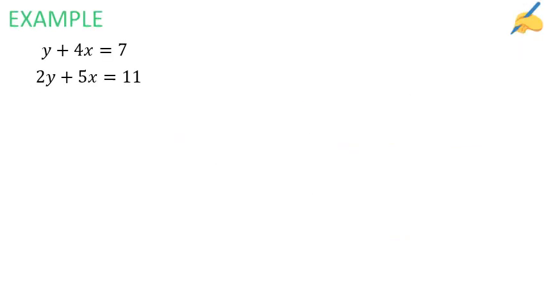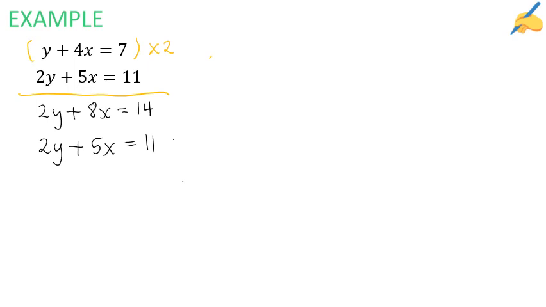Let's run through a full problem. My first step is to look for a matching pair. There is none. So I'm going to multiply this whole top equation by 2 in order to create one. So let's rewrite out the equations. 2 times y, 2y, 2 times 4x, 8x equals 14. The second equation, I just rewrite it out as is.